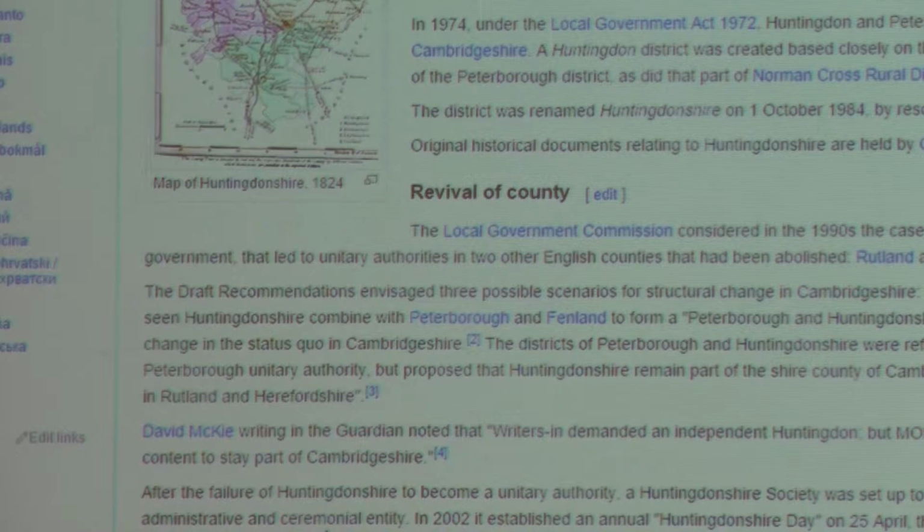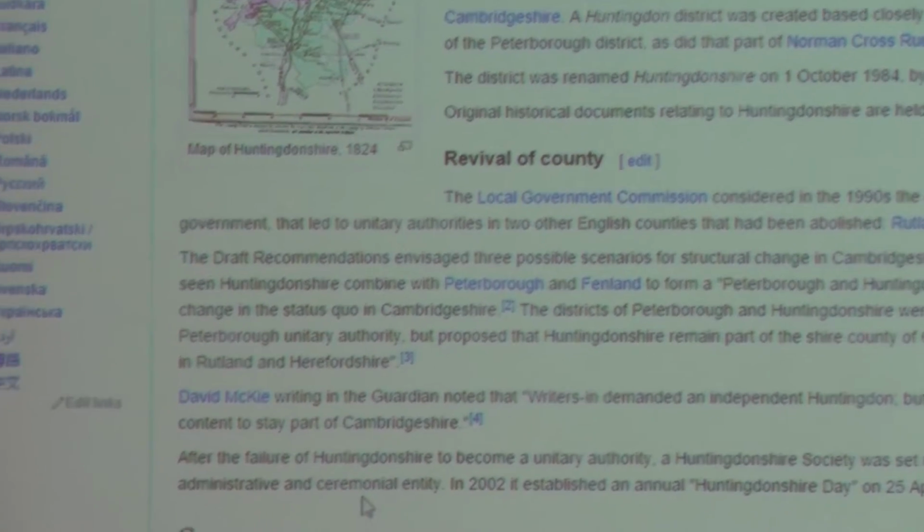Cambridgeshire was the surviving county, and people all got up in arms and tried to prevent it and said, we want to go back to Huntingdonshire. They held an election and said no, and now it's all Cambridgeshire. Okay, so that was the reason why we're seeing this confusion.